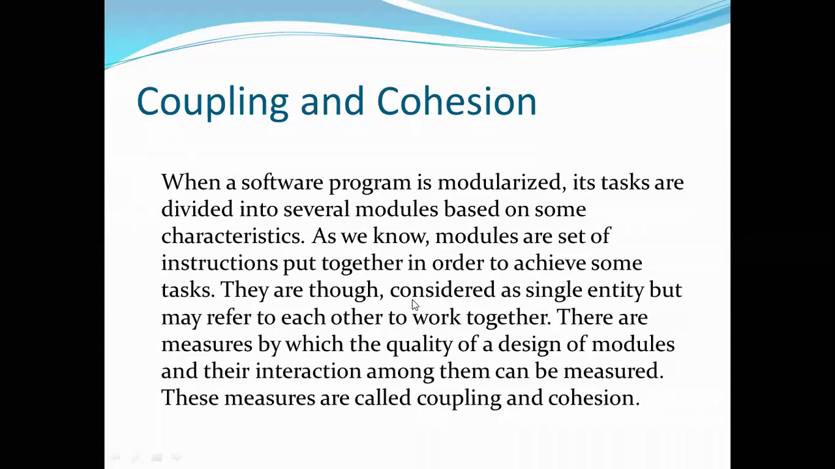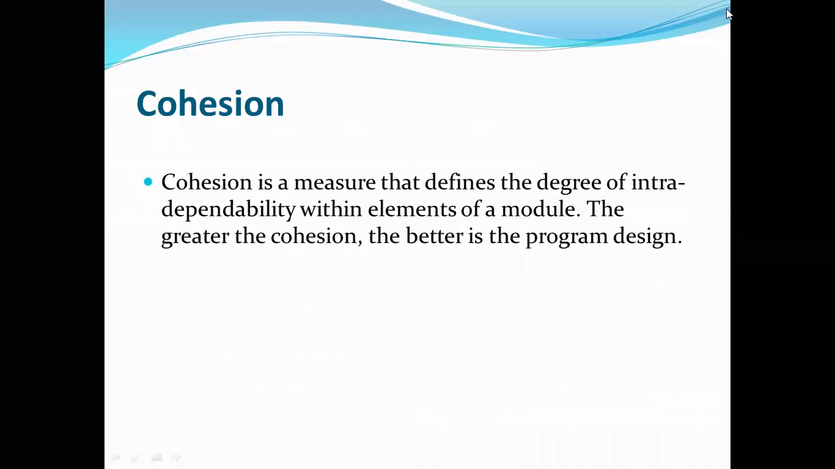there are measures, or we can say metrics, by which we can measure the quality of the design of a module, and the interaction among them can also be measured. These measures are called coupling and cohesion. So the two concepts are associated with modularization. One is called coupling and the other is called cohesion. They are both concerned with modularization.